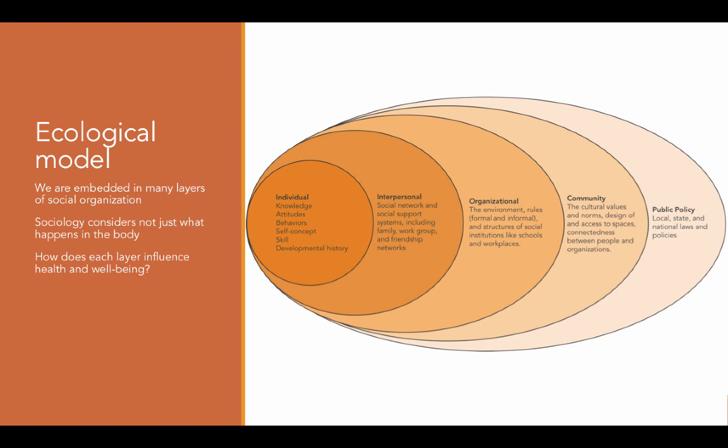And then the highest level of this ecological model is the public policy level. You can think about public policy as being at the local, state, and national level. This is where you would see the laws and policies that either constrain our behavior, saying that we can't do things, or enable our behavior, saying we can do things from a legal point of view.